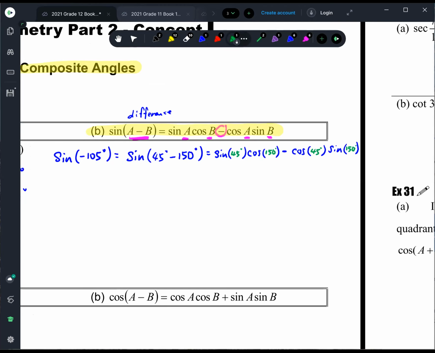Okay, any questions? If you understand everything up to here, how we feel, then can you raise your hand? All we did is just fill in the A and B, okay? A is 45, B is 150, and we just put them into the identity on both sides. Okay, can you raise your hand if you understand how we get to this point?